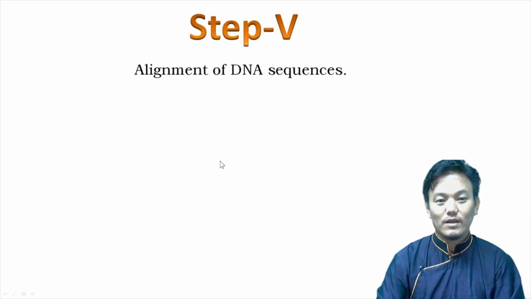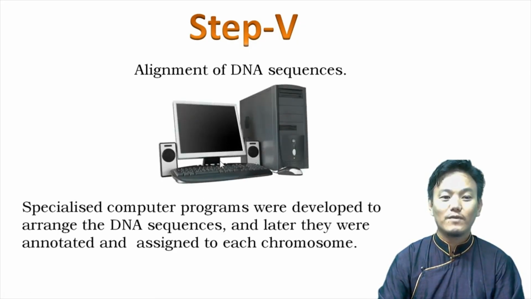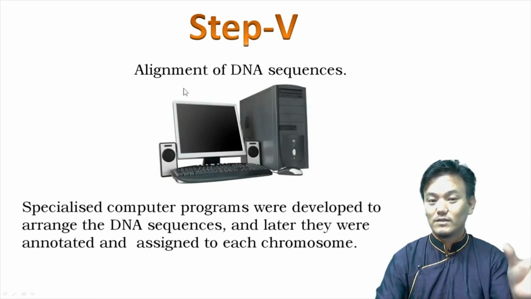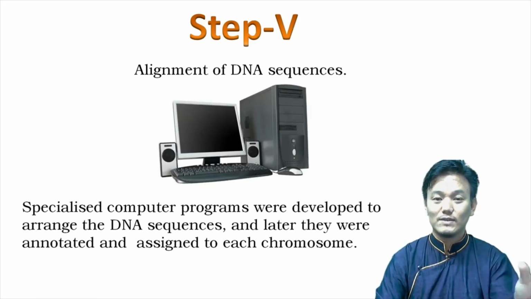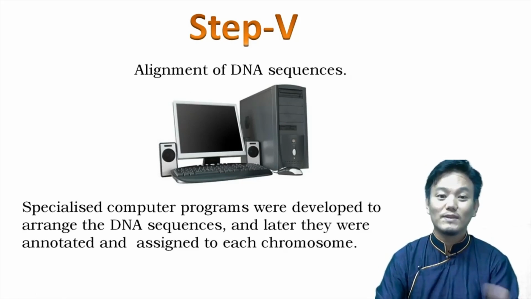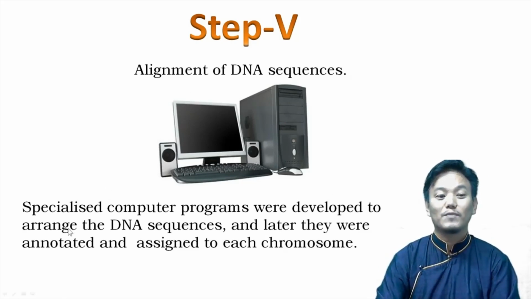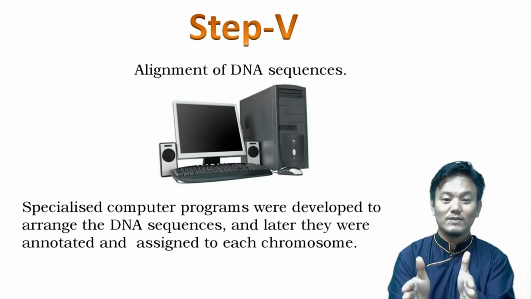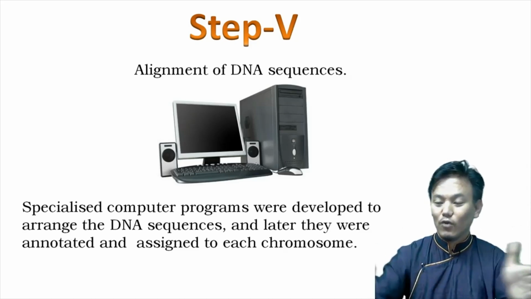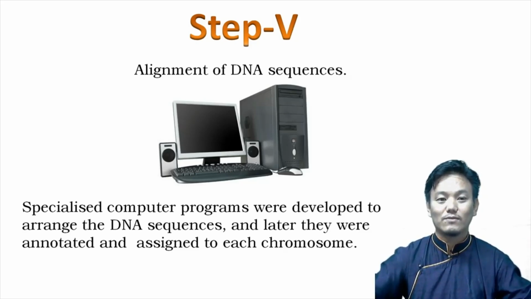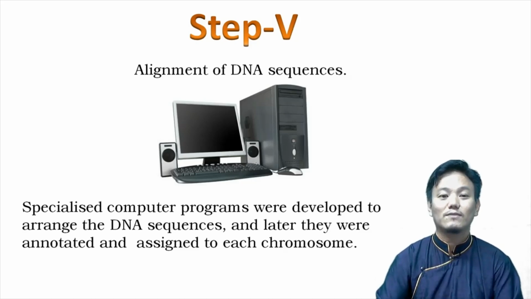This was done with the help of specialized computer programs, right? They fed the data into these computers after the DNA sequencer machine sequenced the DNA. These computers had specialized programs which arranged the short DNA sequences in such a way that they form one complete DNA sequence. That is called alignment and arrangement of DNA sequences.